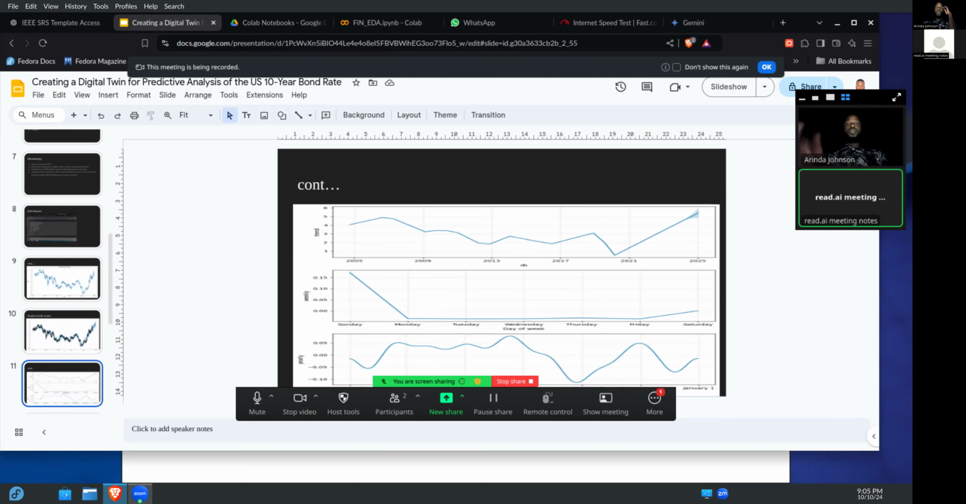Then we also had some other visualizing components, like the trend. You can see that by 2025, it will go up. Then you can see the weekly trend. On Saturday it's usually high, and it drops and starts gaining at around Friday. You also have the yearly trend.